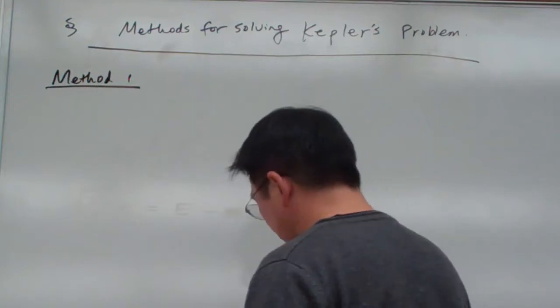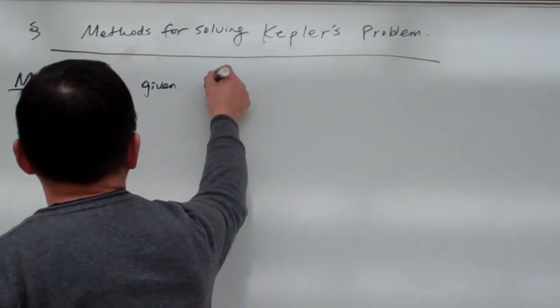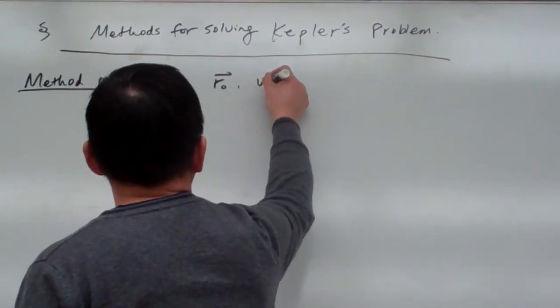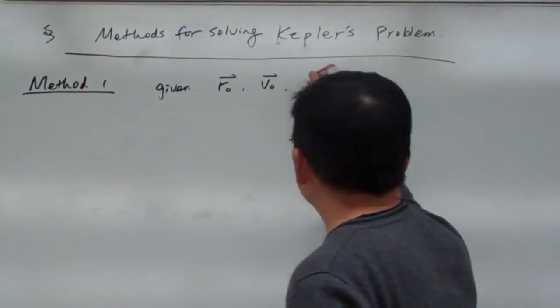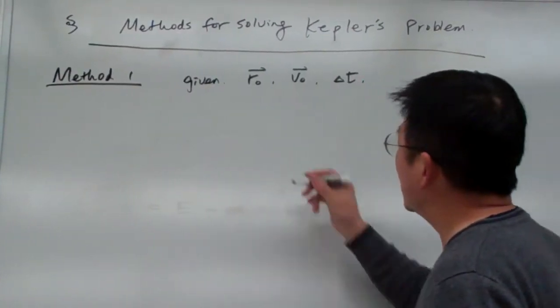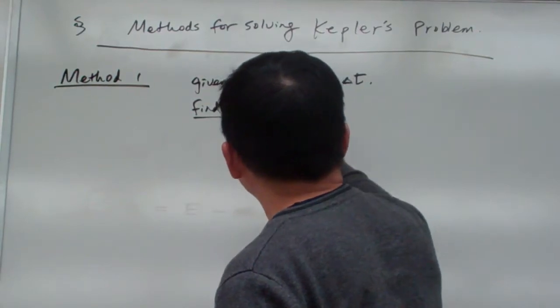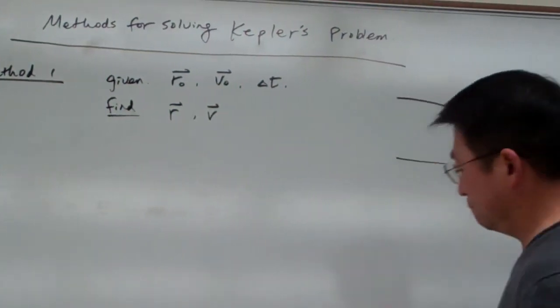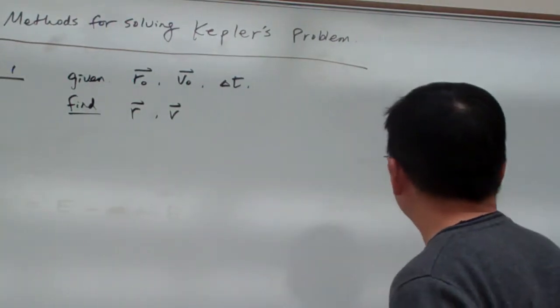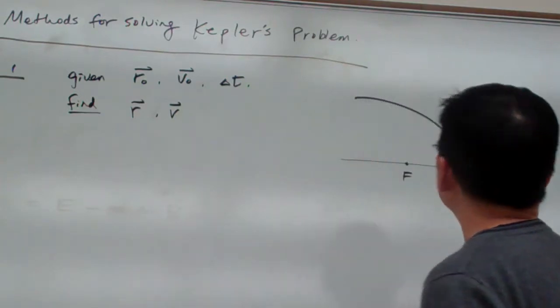Here we are given initial conditions, and we are also given the time of flight. So what we are going to calculate is R and V. Basically here we can utilize the elliptic orbit, for example. So for example, this is the orbit and this is the focus here.